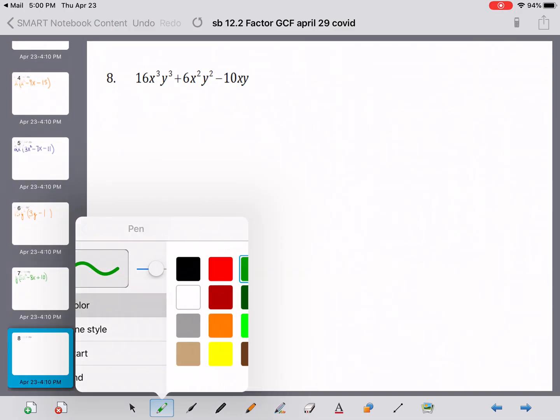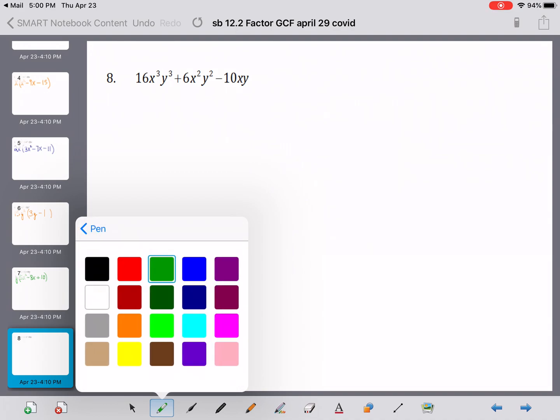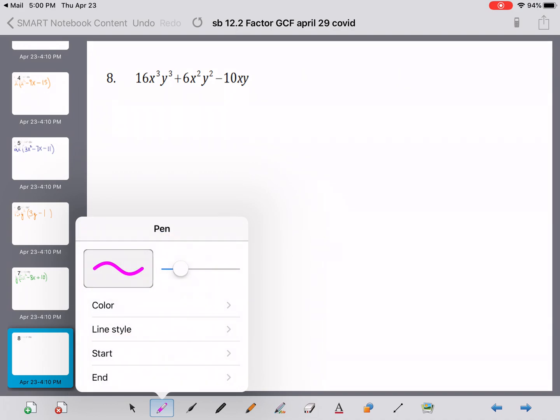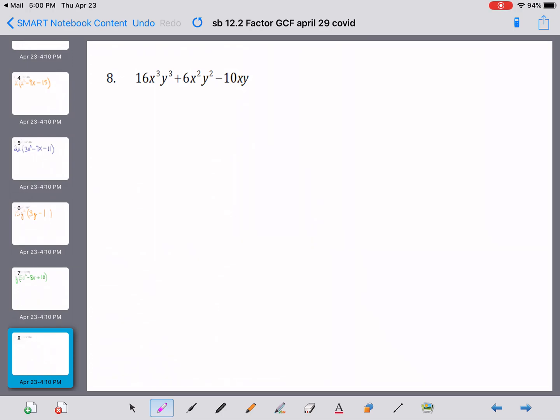Finally, to finish here, between 16 and 6 and 10, the biggest number that divides into all of those is actually 2. Between x cubed, x squared, and x, we're going to take the smallest exponent. Between y cubed, y squared, and y, we're going to take the smallest exponent. So there's our greatest common factor, and then we just need to figure out what's remaining.